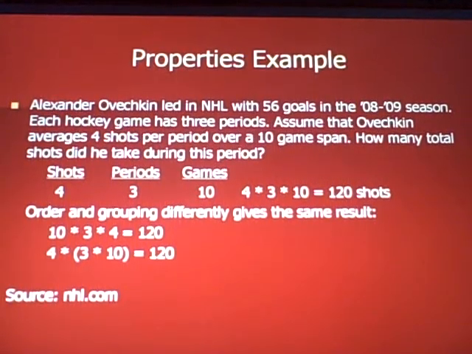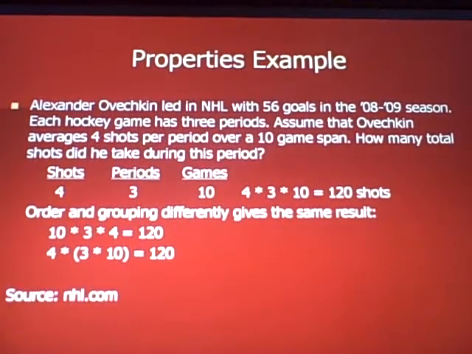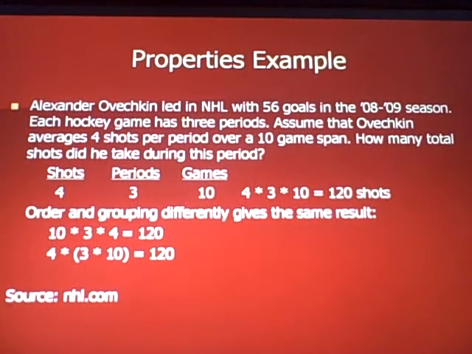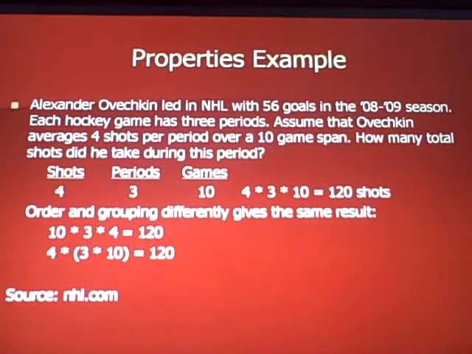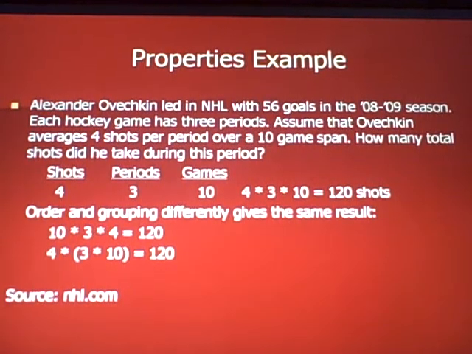Let's do an example of our properties. Alexander Ovechkin, Washington Capitals, led the NHL with 56 goals in the most recent season, 08-09. Each hockey game has 3 periods. Assume that Ovechkin averages 4 shots per period over a 10-game span. How many total shots did he take during this period of time? 4 shots times 3 periods in each game times 10 games gets us 120 shots.